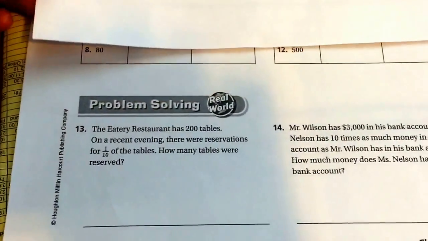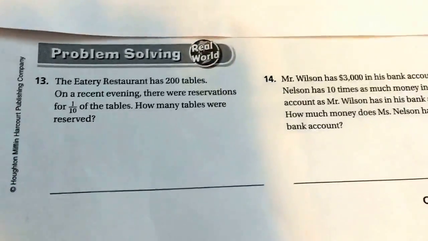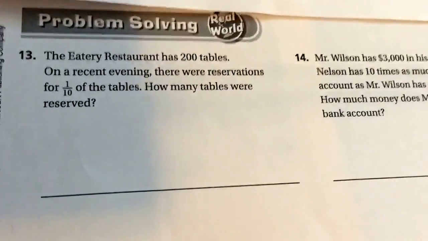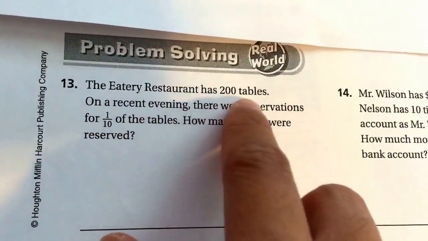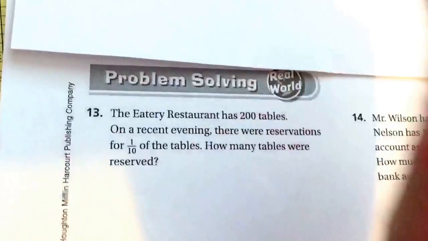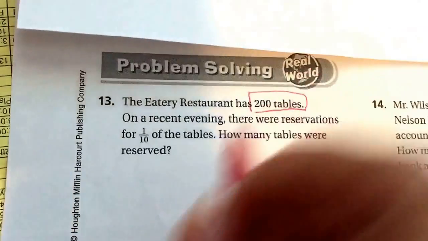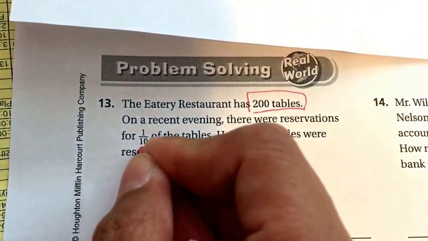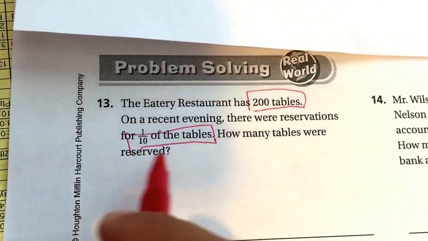Now I'm just going to quickly go over numbers 13 and 14. I'm not going to solve it for you, however, I will help you set up the equation. So these ones I will not solve for you, but I will set up the equation. Let's read it together. The eatery restaurant has 200 tables. So you have something that has 200 tables. You're at a restaurant, you have 200 tables total. On a recent evening, there were reservations for 1/10 of the tables. How many tables were reserved?